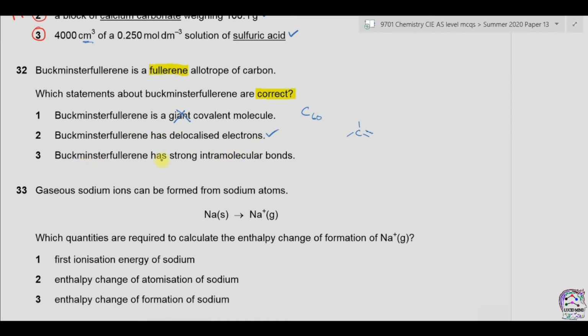3 says Buckminster fullerene has strong intramolecular bonds. Intramolecular means inside the molecule. Now we know that in the Buckminster fullerene molecule there are 60 carbon atoms and all of them are covalently bonded with each other, so therefore the bonds are strong. So this is also correct. So the option is C.